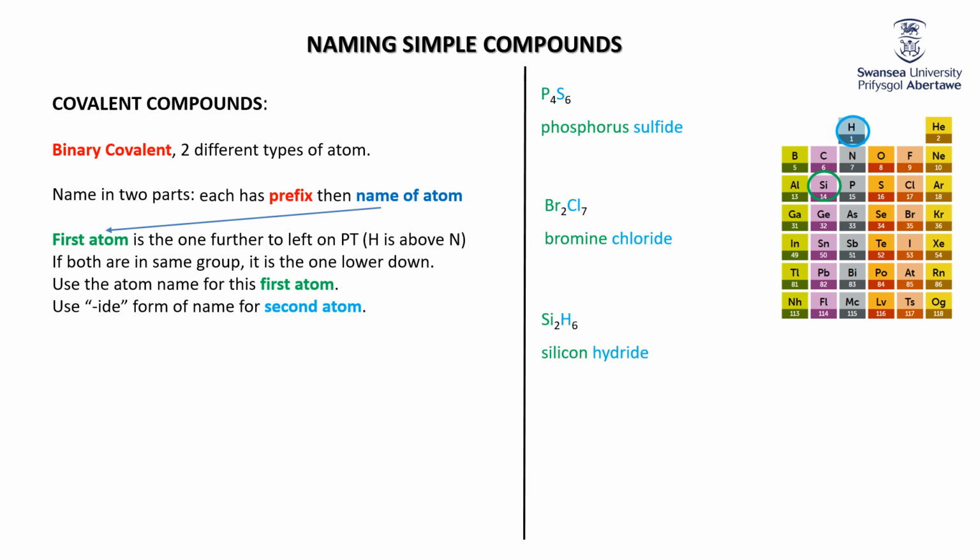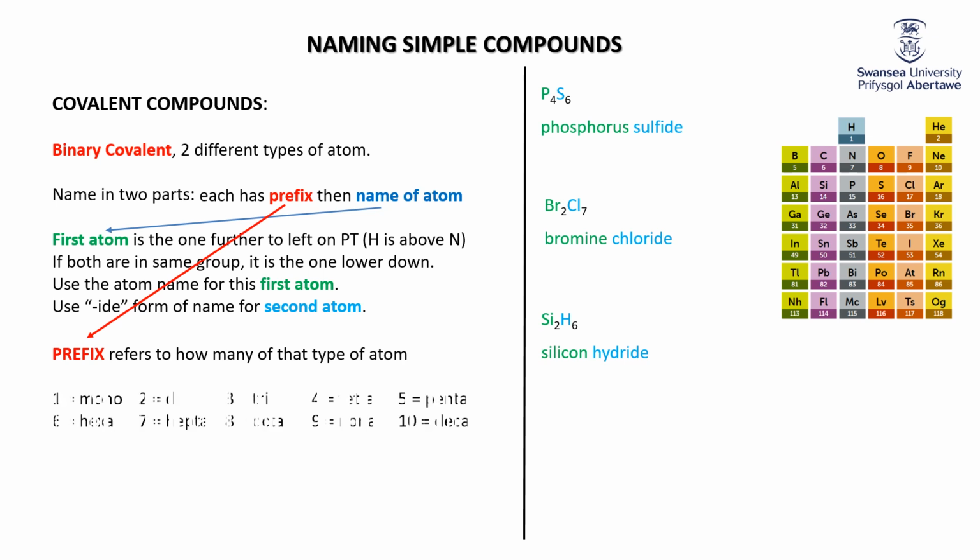Okay, so when you're naming these binary covalent species, you've got two atoms, you have to decide which order you're going to put the atom in, and the one that you put second you do as its ide name. Second part is we put the prefix in. Prefix just refers to how many of that type of atom. So here's the little series you need to learn: 1 mono, 2 di, 3 tri, 4 tetra. Those are the weird ones, and then from 5 onwards you get to the ones you're used to: penta for 5, hexa for 6, and so on, up to deca for 10. That's as far as we'll go in this particular course.